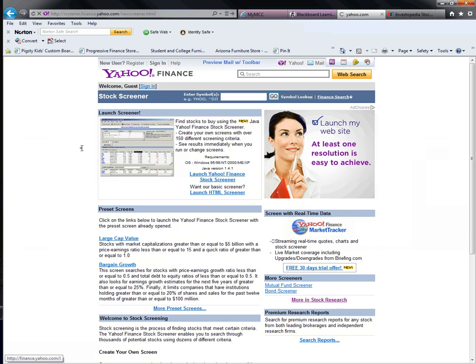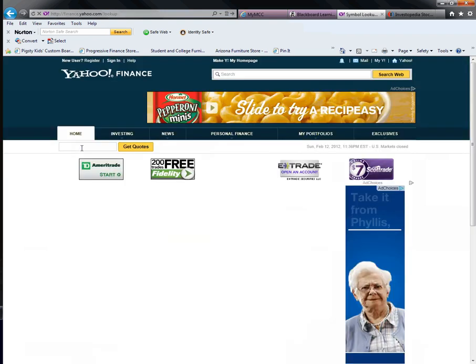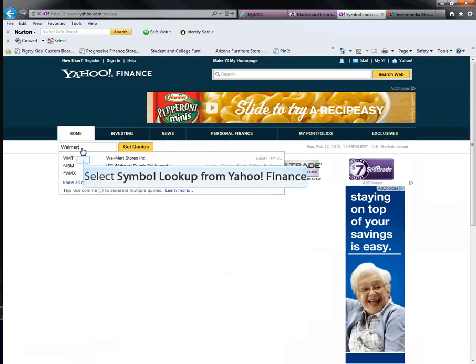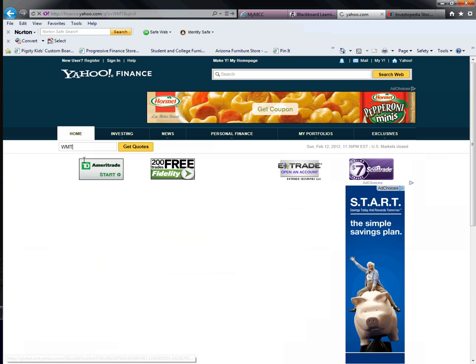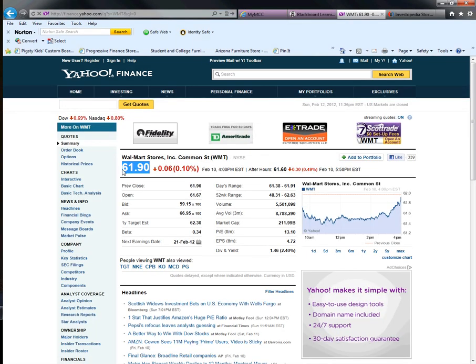And so you can look up the actual symbol for the company you want, if you don't already know the symbol. So anyways, let's go into the little search box here, and we're going to look up one of the student favorites. It's Walmart. You can see that Walmart's symbol is WMT. Go ahead and click on that, and then this is Walmart's stock page.